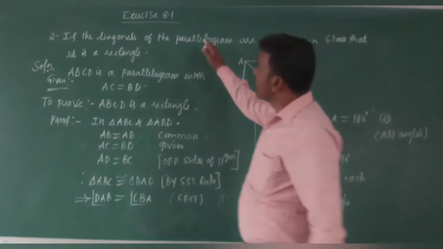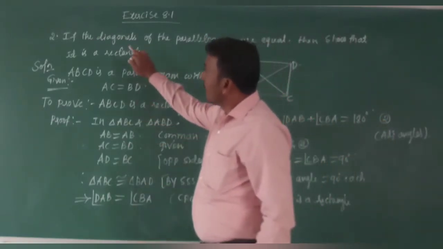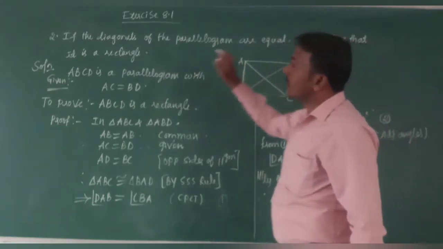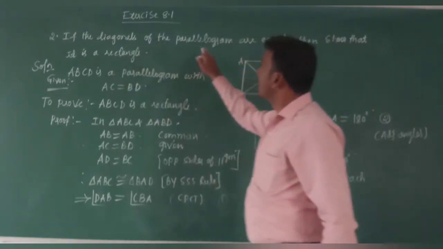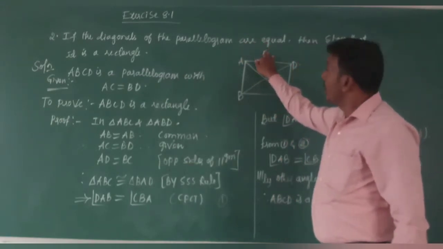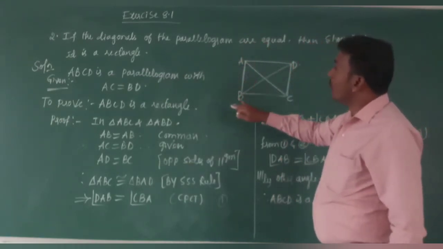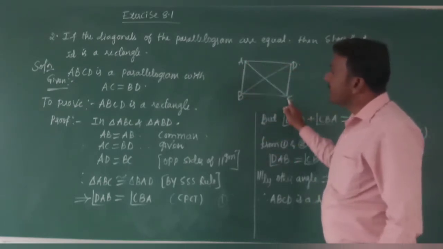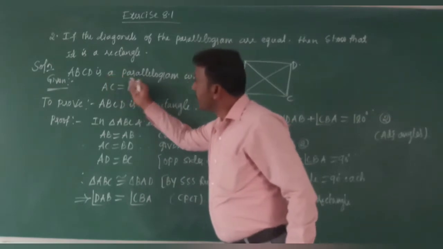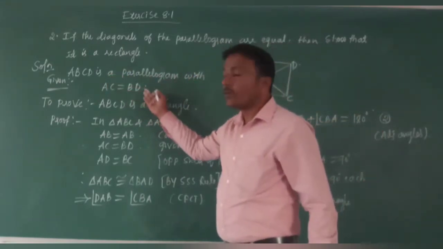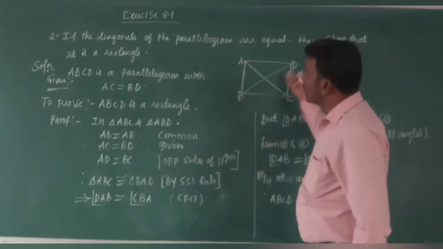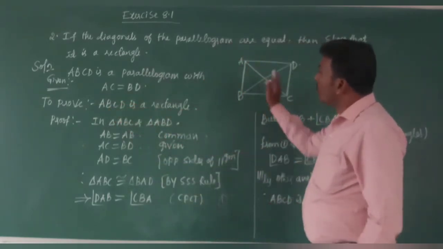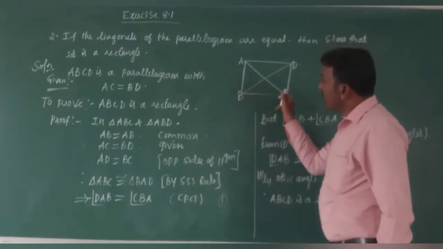Now let us discuss the second question from exercise 8.1. If the diagonals of a parallelogram are equal, then show that it is a rectangle. We need to prove that if the diagonals of the parallelogram are equal, then it is a rectangle. ABCD is a parallelogram, and BD and AC are its diagonals. It is given that ABCD is a parallelogram with diagonal AC equal to diagonal BD. What do we have to prove? ABCD is a rectangle. To prove ABCD is a rectangle, these angles must be equal to 90 degrees.